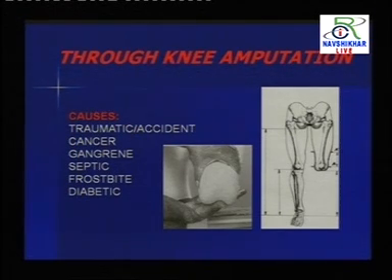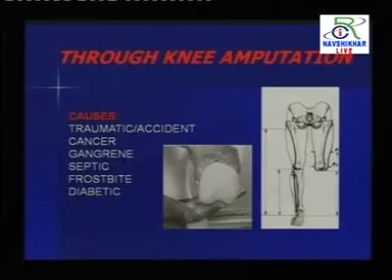So the area is broader, then a good amount of weight can be transferred through the whole stump itself, the distal end. Even in this amputation, there is one disadvantage. Some patients are more sensitive. The end of the stump, the condyles of the femur, are more sensitive, so they are unable to bear the weight at the end of the stump.